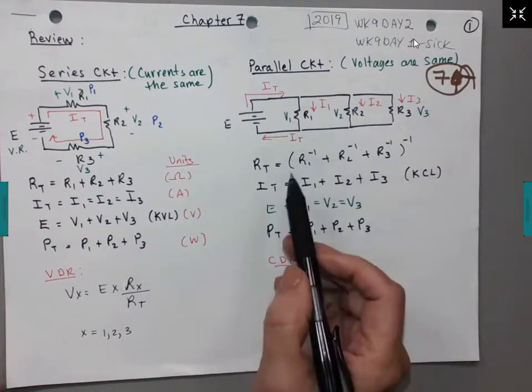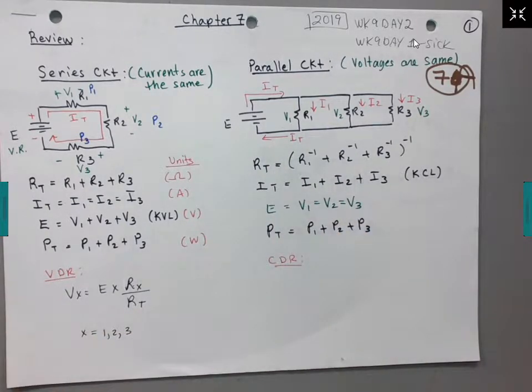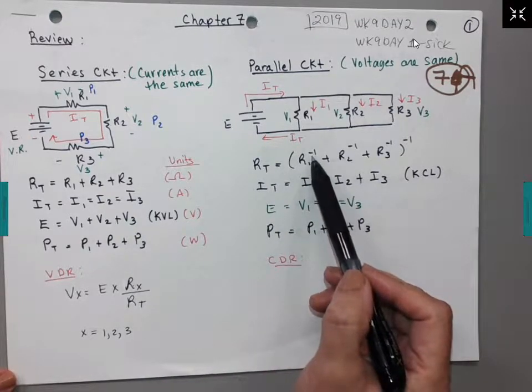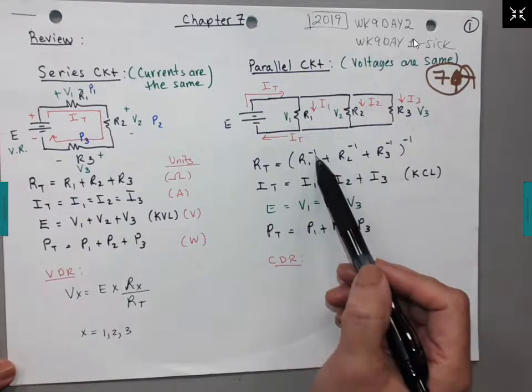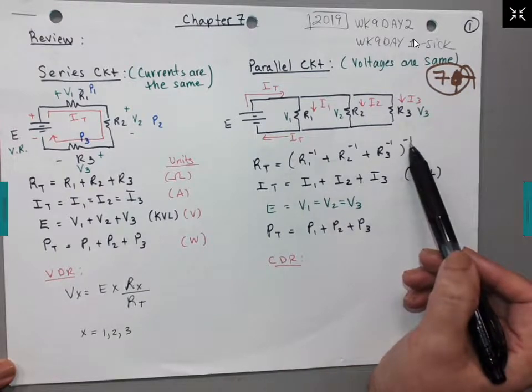The resistance is the complicated formula. The long formula is what I used to tell my students. So RT is equal to the reciprocal, or the inverse, whatever you want to call it, of the sum of the reciprocals of each resistor. You add them, and then you take the reciprocal again.